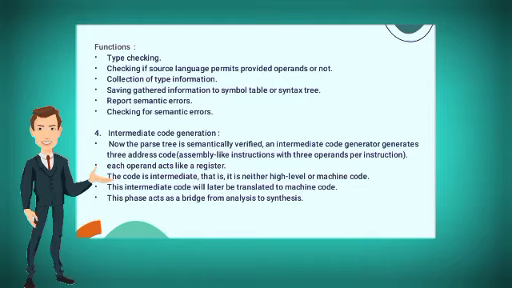Fourth point is intermediate code generation. Now the parse tree is semantically verified. An intermediate code generator generates the three address code. These are assembly-like instructions with three operands. Each operand acts like a register. The code is intermediate, that is, it is neither high level nor machine code. This intermediate code will later be translated to machine code.